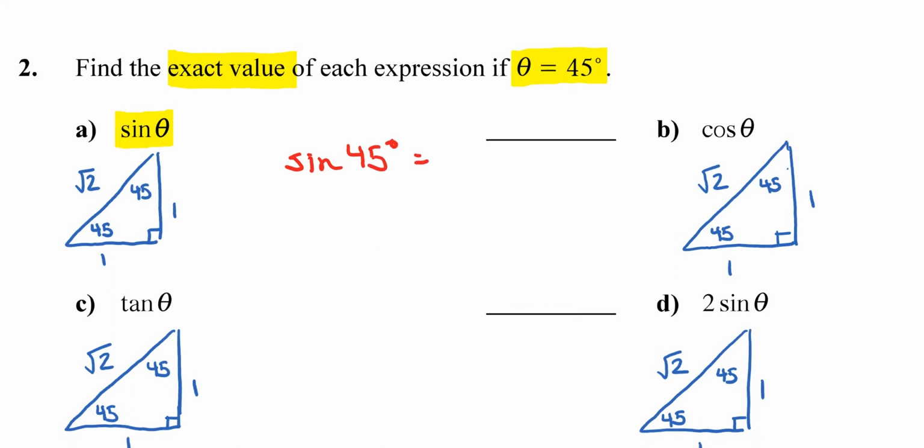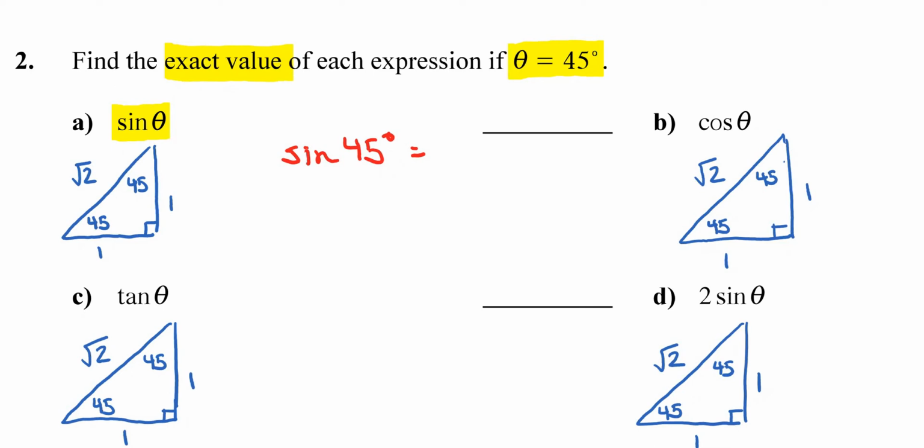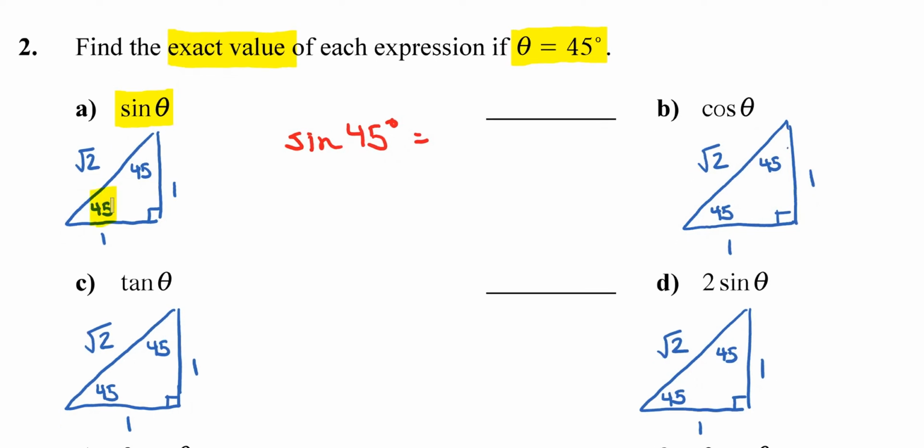Now the ratio of sine is opposite over hypotenuse. So here's the 45 degrees. Now I'm switching triangles. I'm going to the 45, 45, 90 triangle, which has ratios of 1, 1, root 2. So if that's my 45, my opposite is going to be this 1 here, and my hypotenuse will be root 2. So this is going to be 1 over root 2 as a final answer.